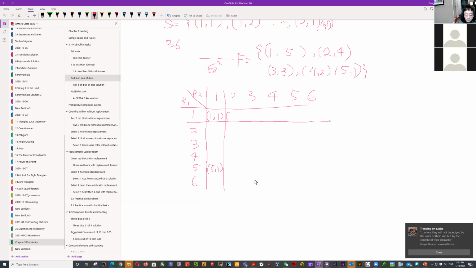So 5 and 1 is the favorable one, and the last one is at 1 and 5 here. So basically you have this on the diagonal, you have 5 of those, and the total, so the whole thing, if you fill out this matrix, it's going to be 36.